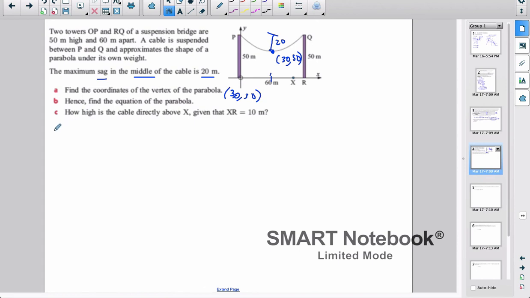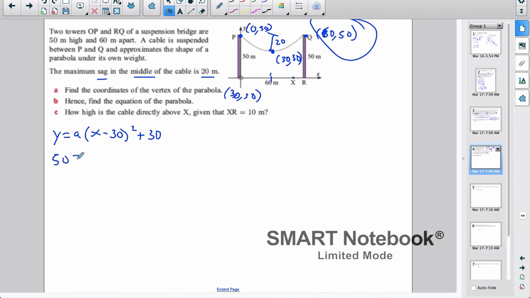Find the equation of the parabola, so it's basically find the a value because we know the vertex. To get the a value, we can plug in another point. For example, you can plug in this point, which is (0, 50), or you can plug in this one here, which is (60, 50). Either one of them will give you the same answer. So let's use this one.